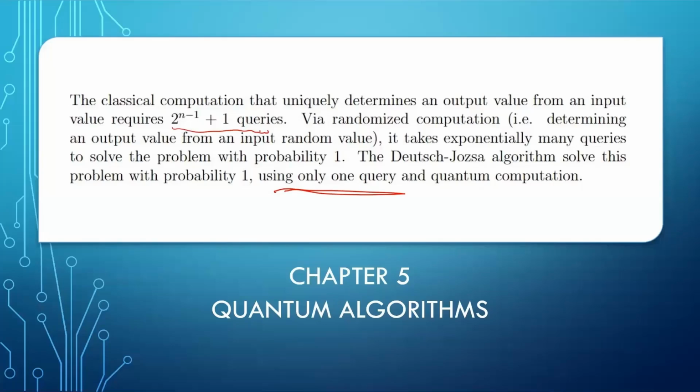So in our design, we will use just a one-bit system, so n is equal to 1. And that means we will require 2 to the 0 plus 1, which means we will require 2 queries if we want to do this on a classical computer. And on the other hand, we will need only 1 query. And we will show that right now.